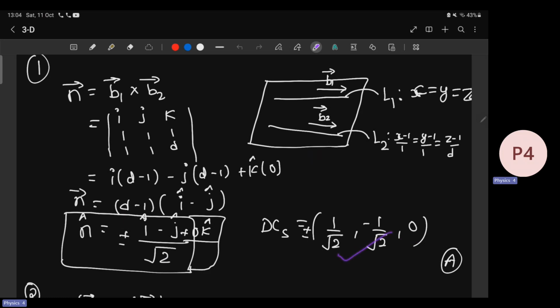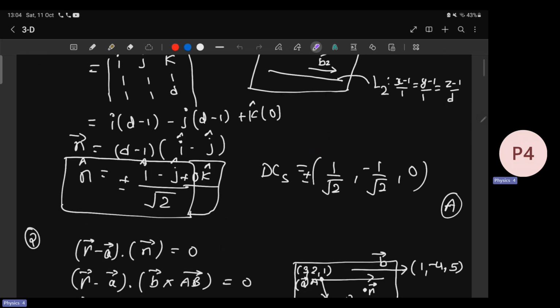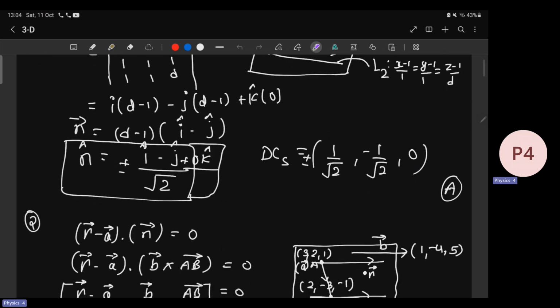This is a very easy question. I hope you all got it. Now we will move on to the next question. We have question number 2.